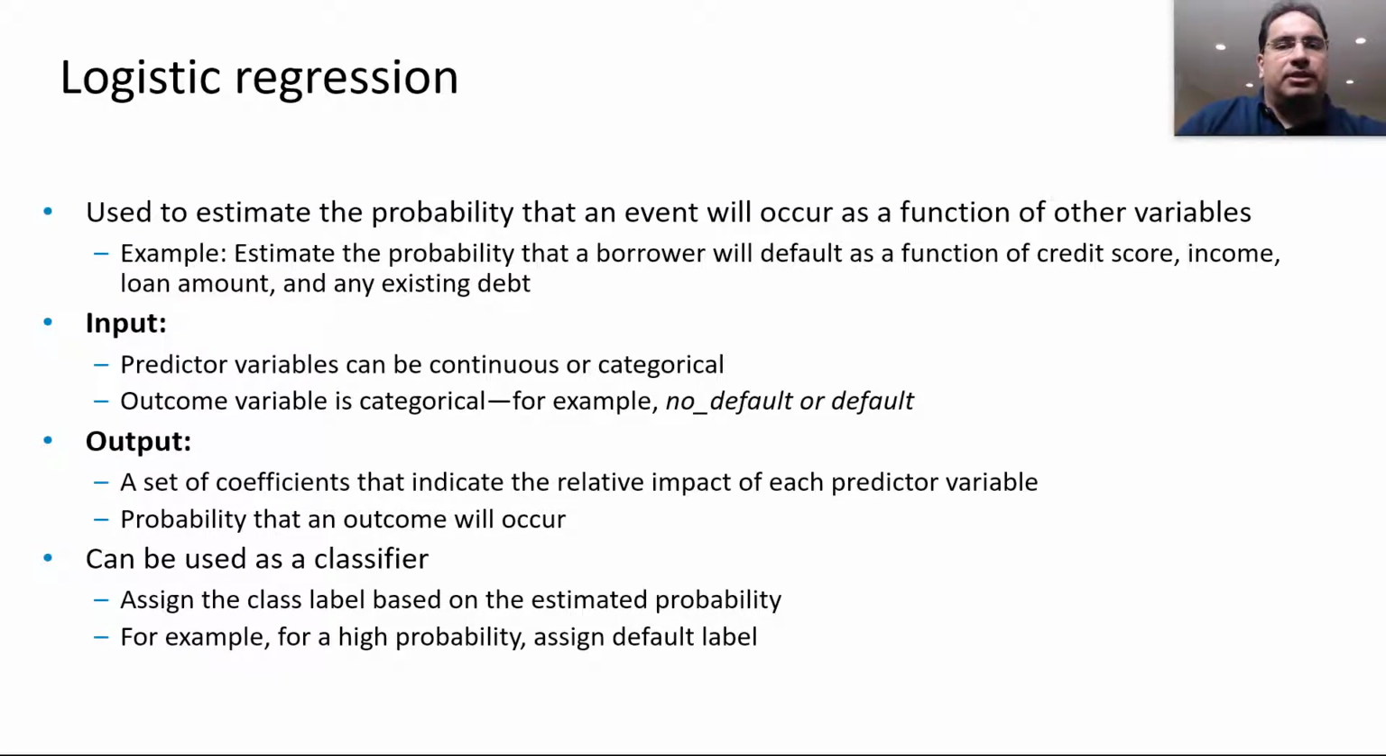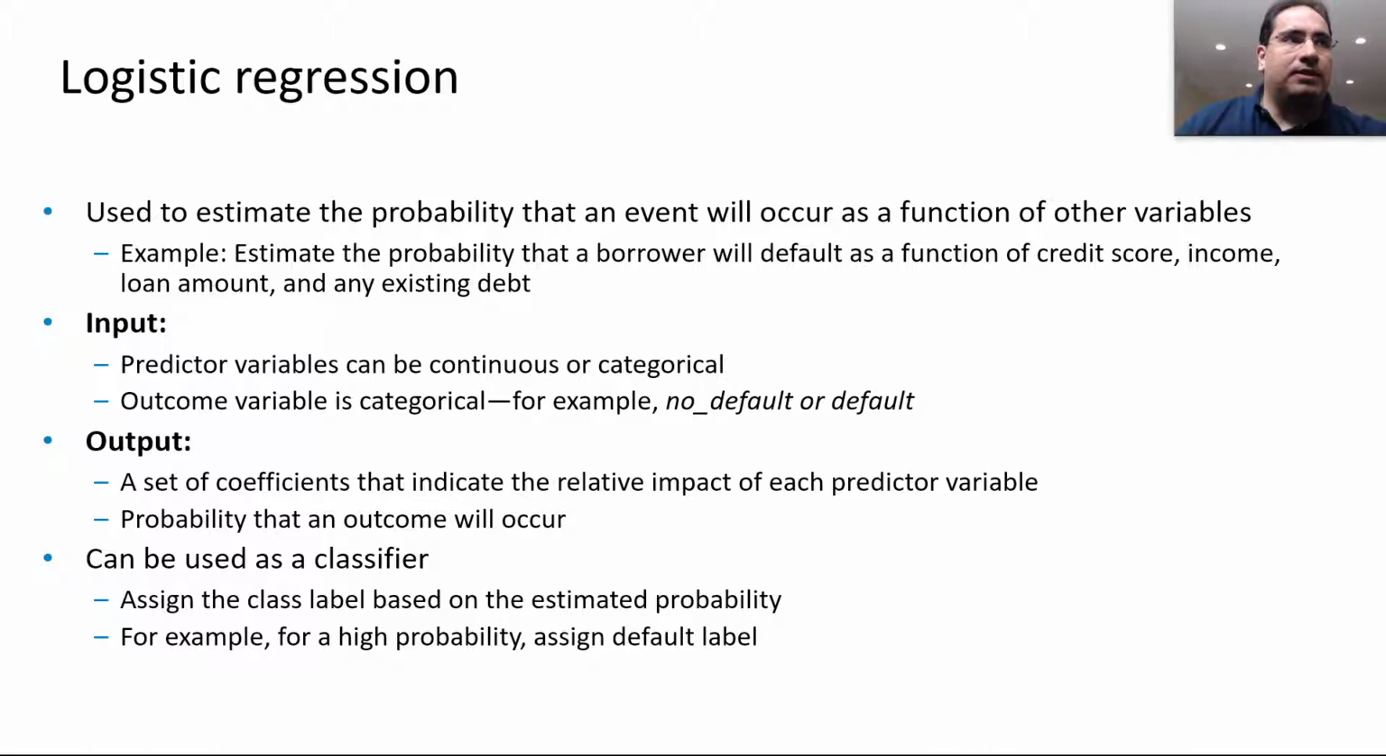So logistic regression is again used to estimate the probability that an event will occur as a function of other variables. It is very similar to linear regression, but the difference is that the output of this model is actually a probability score, which can be used to classify into two or more classes. For example, you want to get the estimated probability that a borrower will default as a function of their credit score, income, etc. Then you could use logistic regression.